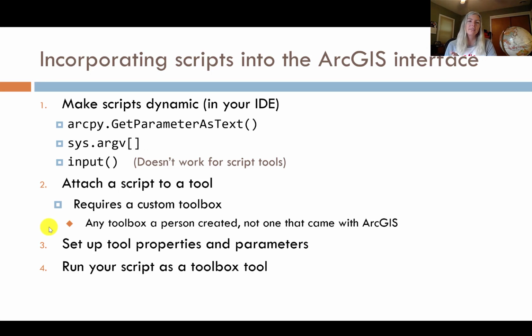Moving on. Okay, so how do we incorporate scripts into the ArcGIS interface? First of all, you need to make your scripts dynamic. So step number one, make your scripts dynamic, and you do this in your IDE. So in IDLE or PyCharm, you would actually have to modify the variables that point to the data or point to the values to be used in the tools, modify those to make them a user variable. GetParameterAsText or sys.argv are the two that we'll be using. Now we have used input in the past in this class, but that doesn't actually work for script tools.